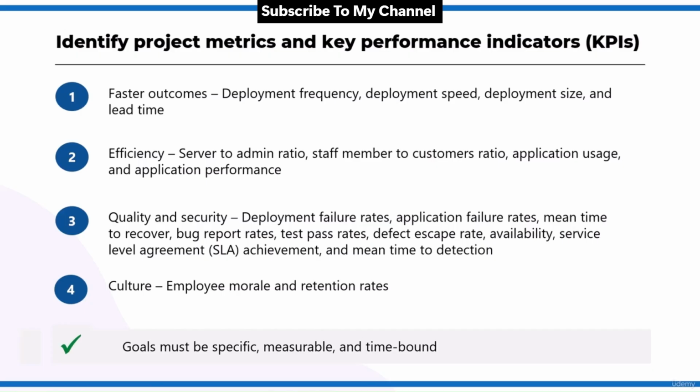Third, we have quality and security, where we have deployment failure rates, application failure rates, mean time to recover if any failure happens, bug report rates, and test pass rates. All these come under quality and security. Now you have to continuously monitor your application for availability and for the service level agreement, whether it is being achieved or not. You have to focus on mean time to detection.